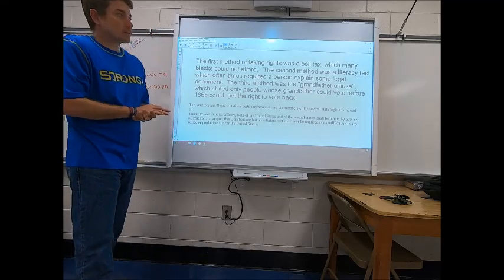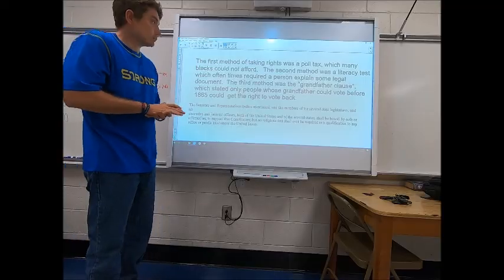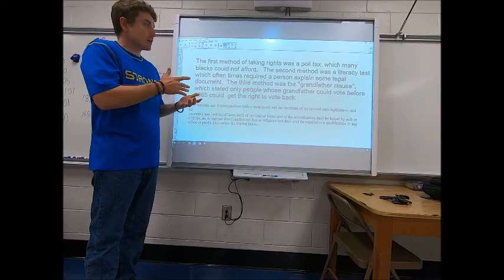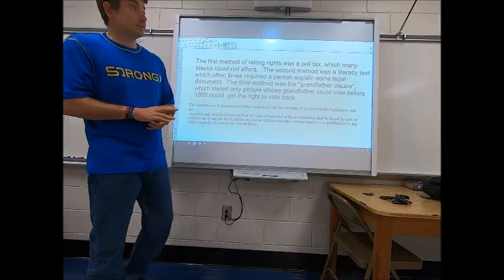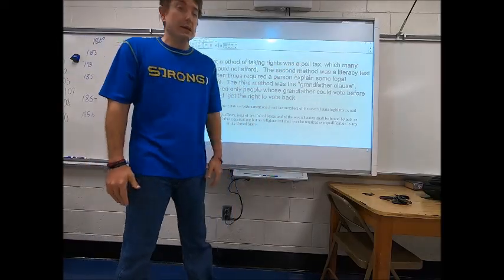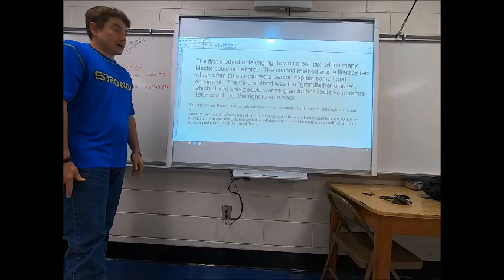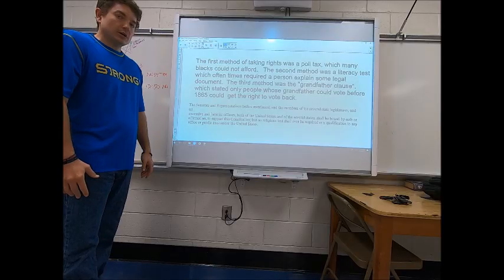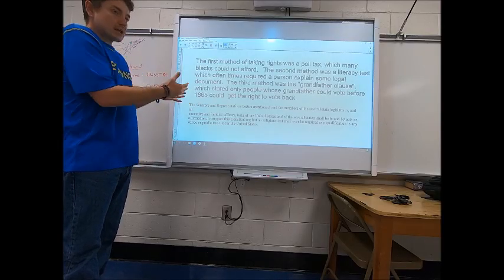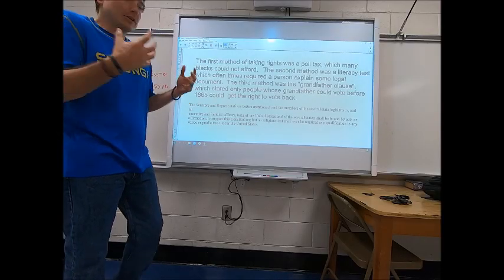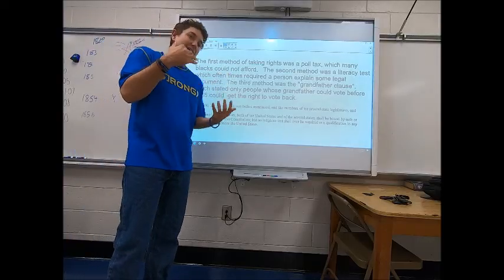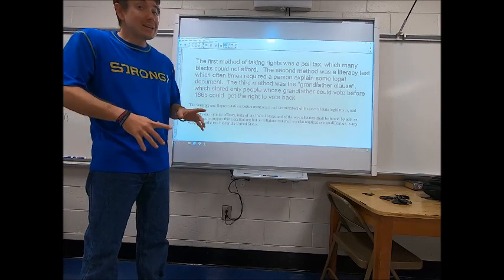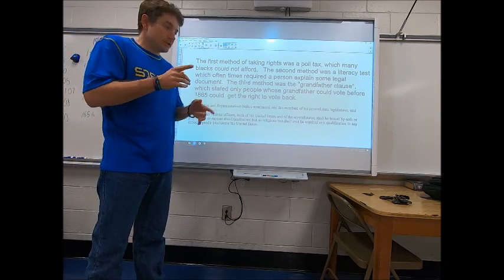First method of taking rights to vote away was the poll tax. If you can't afford it, which most blacks couldn't, you can't vote. Second method was a literacy test. Literacy is the ability to read. And the way they would do that is a lot of times they would use parts of the United States Constitution, which is written by lawyers. It is on a very high college reading level. Well, if you couldn't read it and explain it, then you don't get to vote.